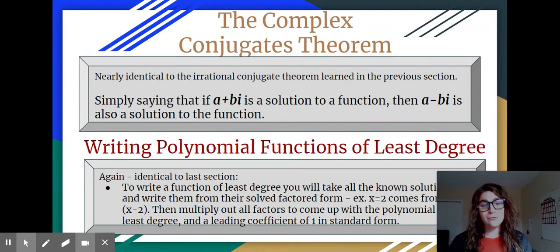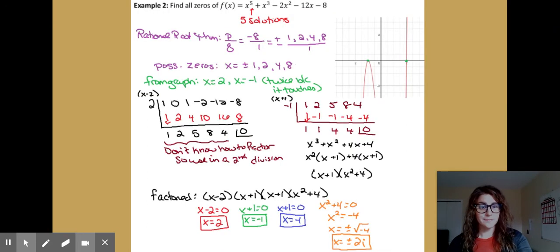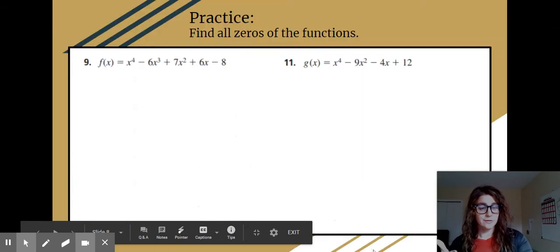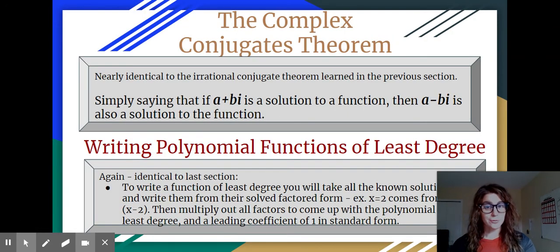Okay, so the same rule applies with the imaginary number as does with the radicals. So remember our conjugate theorem. If I had an a plus radical b, then I have an a minus radical b. Same thing applies here. If I have a plus bi, I also have to have an a minus bi, or whatever is attached to that i value. You have to have one positive and one negative. Because again, remember, if I go back to that previous problem here, when I square rooted a -4, we have a positive and a negative i value. Okay, so again, you would need that when you are writing your degrees.